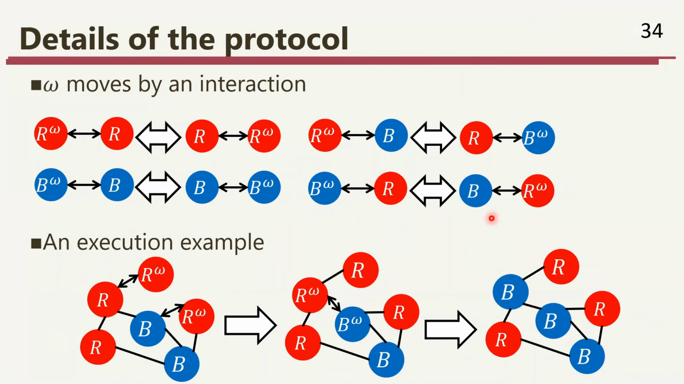Please look at this execution example. In this configuration, they cannot interact. However, they interact and omega moves like this. Then finally two omegas interact and are deleted. By repeating such behavior, in any graph, eventually all omegas are deleted and the uniform bipartition is completed.